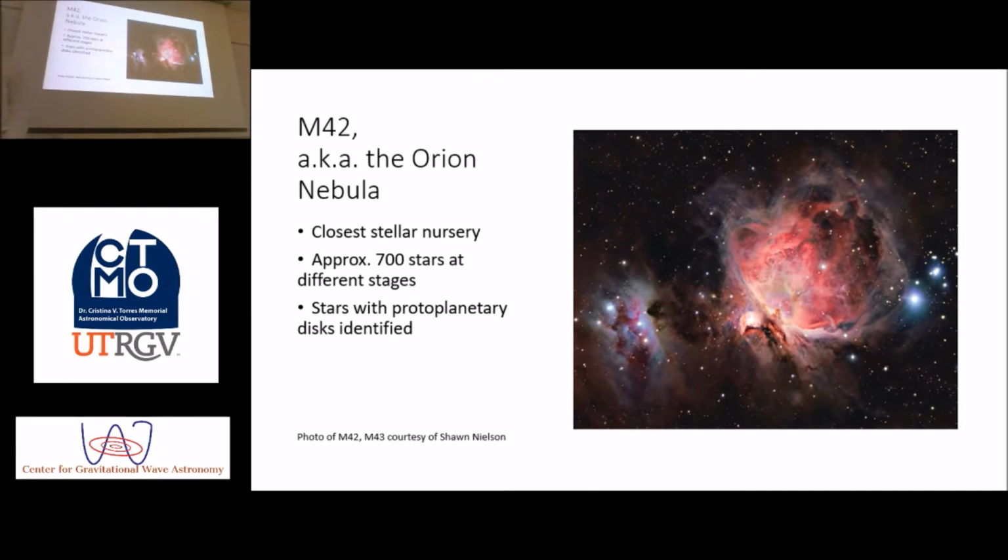So where have we seen this, or not necessarily seen this, but one of the systems where we know that this occurs is the M42 system, also known as the Orion Nebula. And so the Orion Nebula is actually the closest stellar nursery to our solar system. Stellar nursery meaning, you know, that a bunch of stars are being born in this cloud of gas constantly.